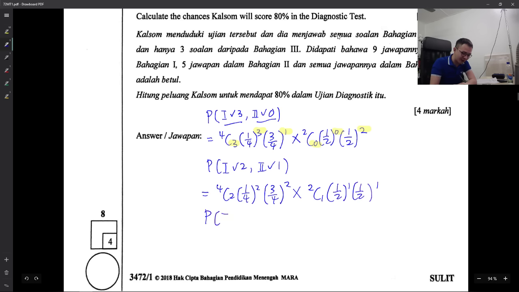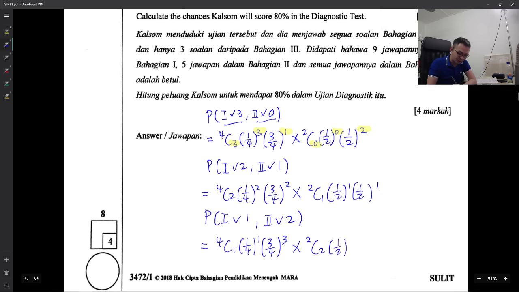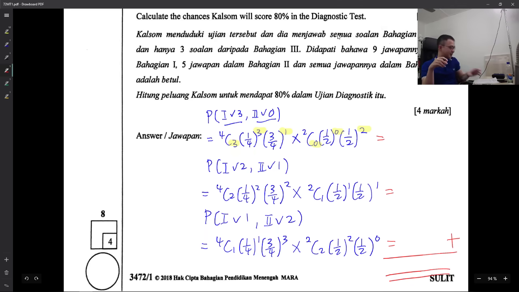And the last part, the first part I correct 1 question only, but the second part I correct 2 questions. So first part will be 4C1, we correct 1 only, 1 over 4, 1, 3 over 4 power of 3, and then I multiply. This one will be 2C2, 1 over 2 power of 2, and 1 over 2 power of 0. And then, after I got all the answers here, I will just plus them together to get my final answer. Yeah, this question is a bit tough, but I hope you can understand what is happening here.